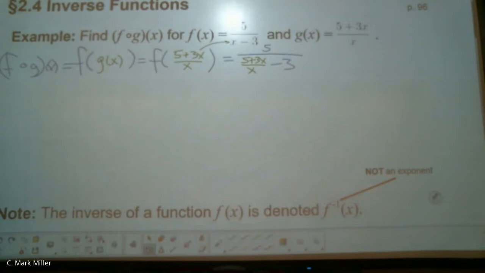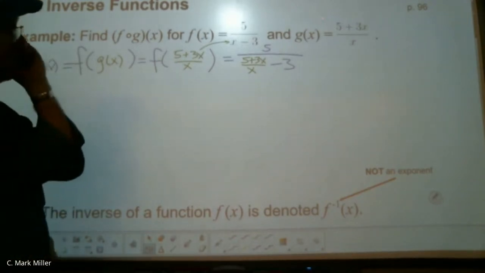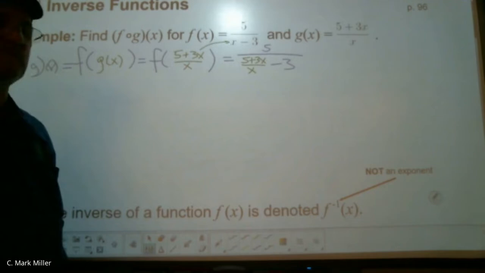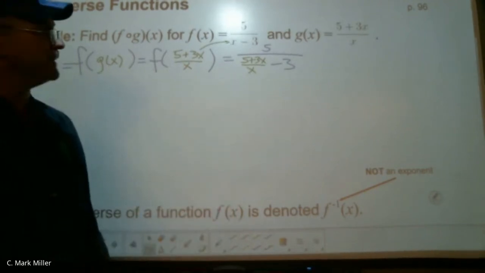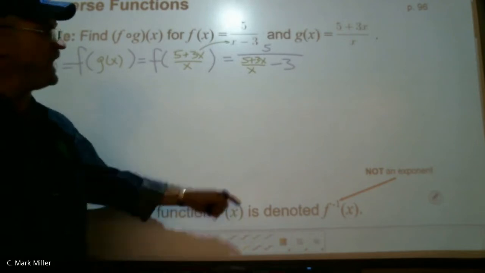Plugs in for x. And your big mean teacher makes you simplify. How do you simplify that? Well, got some ideas? I'd get rid of that x. You put the x with the 5. Now that's interesting. You can't, okay.